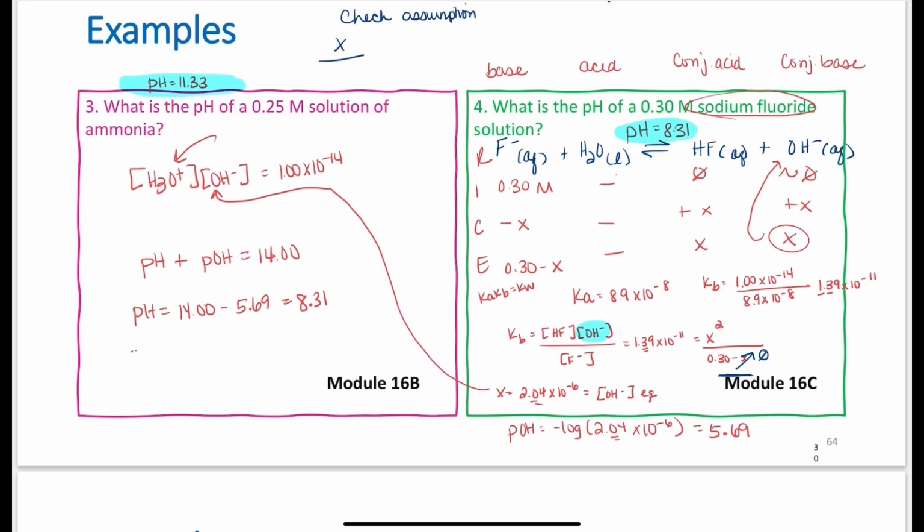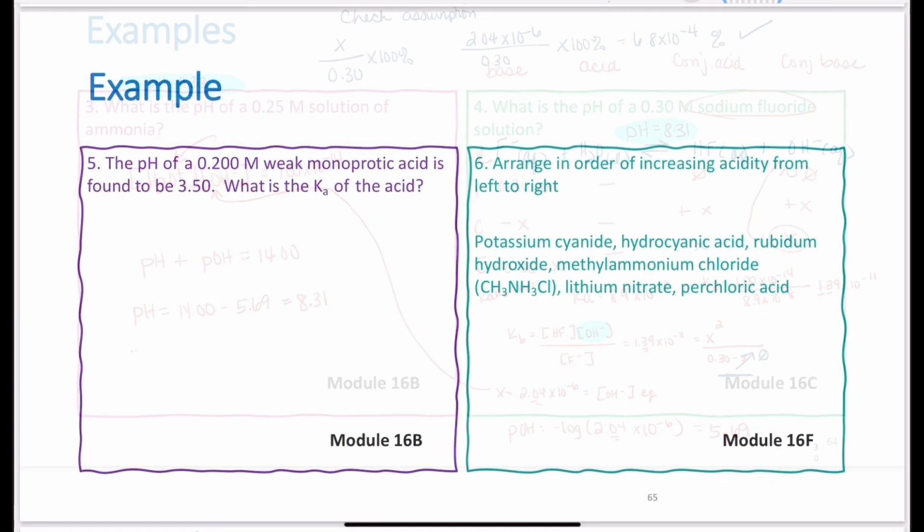To do that, I take x divided by the initial value times 100%. In this case, my x value is 2.04 times 10 to the minus 6 divided by 0.3 times 100%, and I get a value of 6.8 times 10 to the minus 4%. My assumption is valid, so it was completely valid in assuming that x was very, very small compared to 0.3 to solve the overall question.